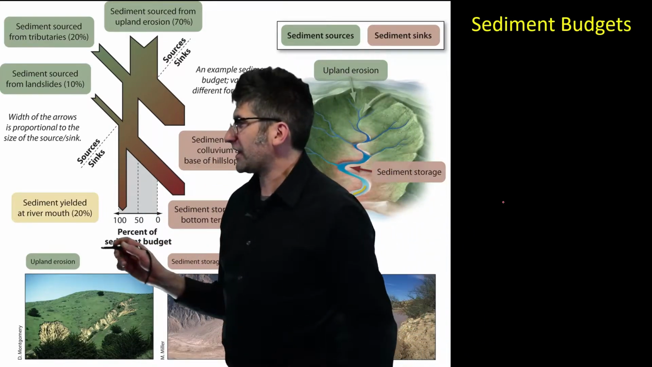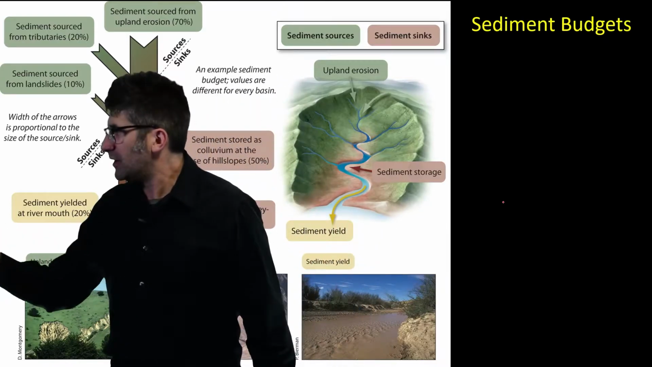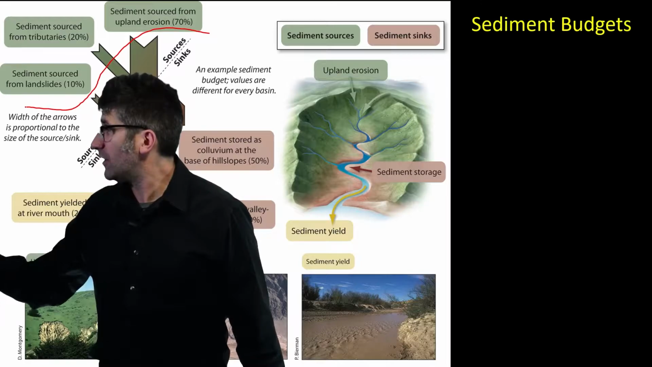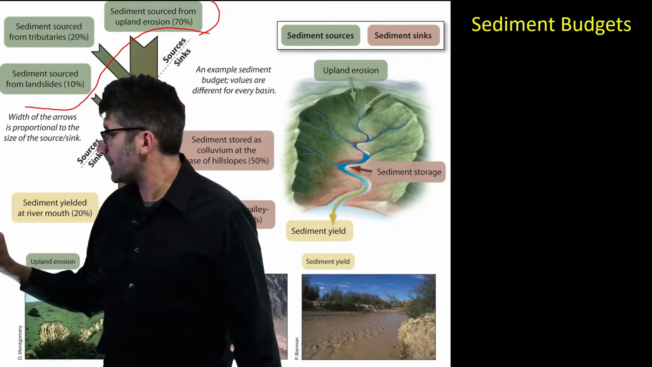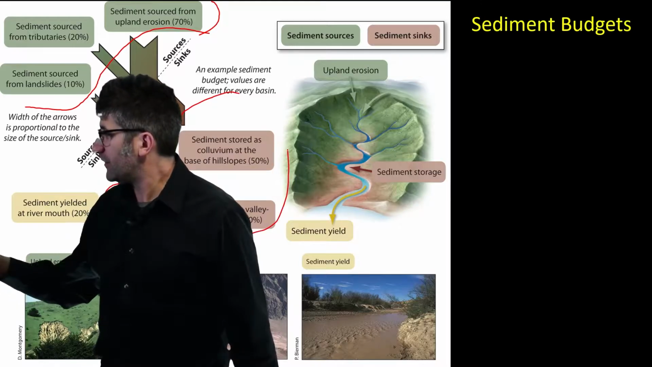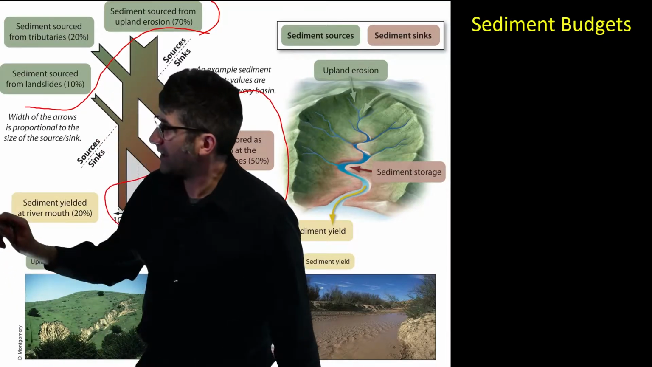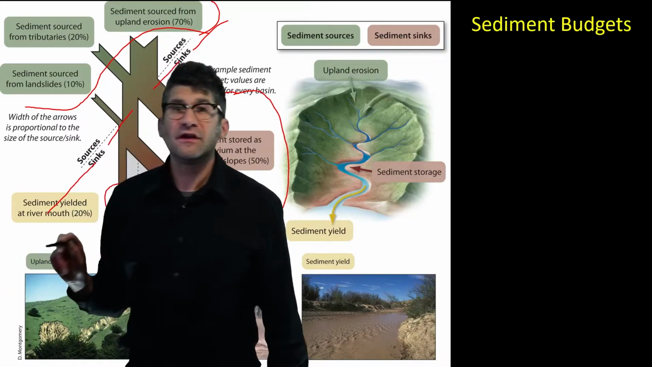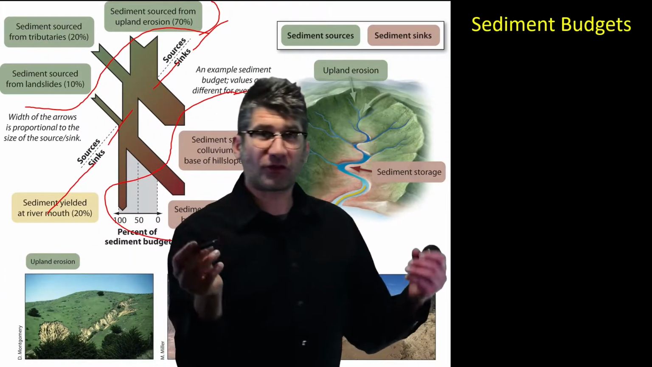And so what we're looking at here is a sediment budget, with up here on the upper side, these are our sources of where the sediment comes from. And then our sinks are where the sediment is being stored down here. We end up with a boundary between sources of sediment in a drainage basin and sinks.